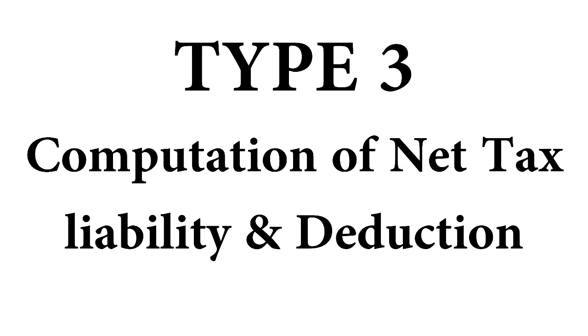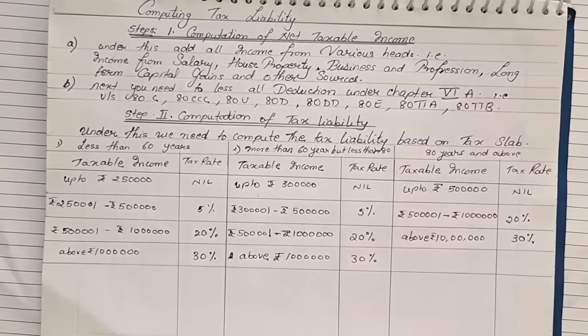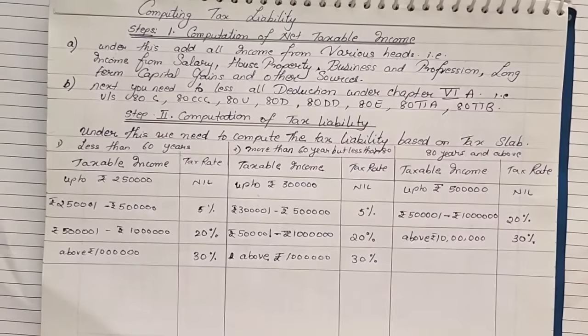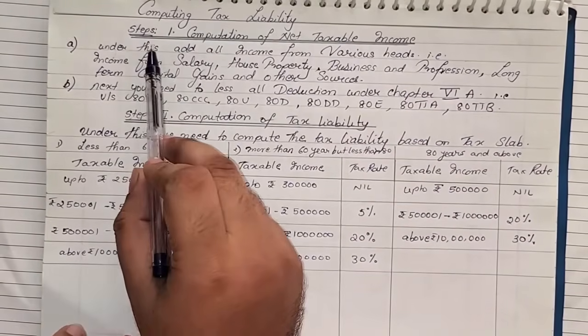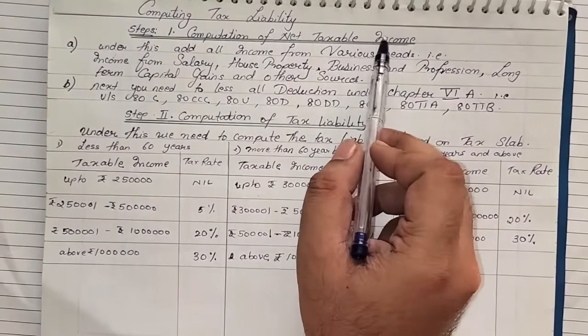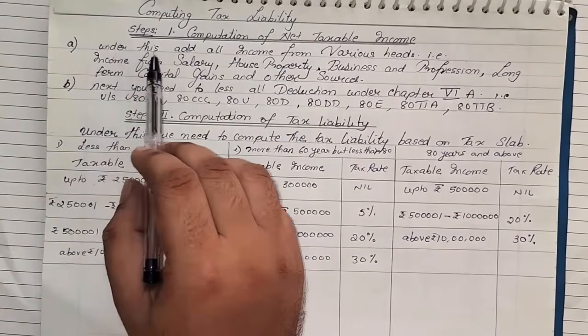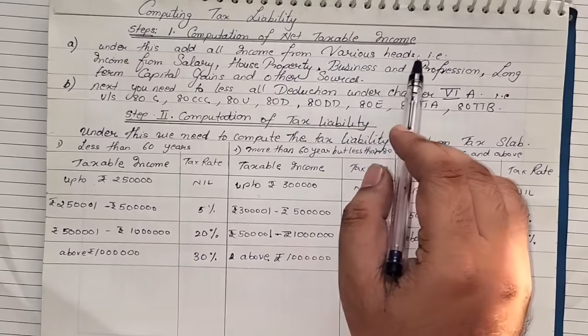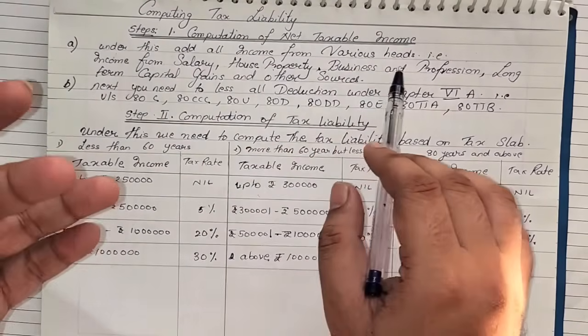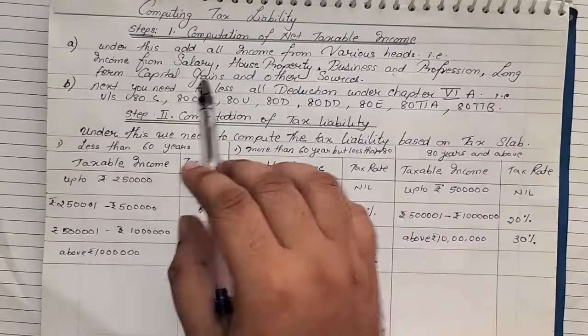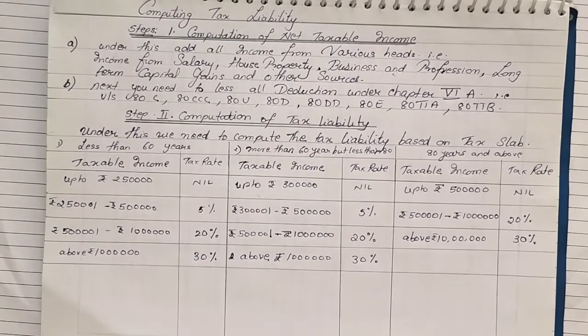Okay, now the next type of sum, that is type 3, is computation of net tax liability and deduction under chapter 6A. So let us see how to solve the sum based on net tax liability. Okay, now let us see how we can solve the sum based on computation of tax liability. Now there are two steps that need to be followed. Step number 1, we need to first compute the net taxable income. Now under this there are two parts. First, under this we need to add all the income from various heads, that is income from salary, house property, business and profession, long-term capital gain and other sources. So whatever incomes are given, you add it up.